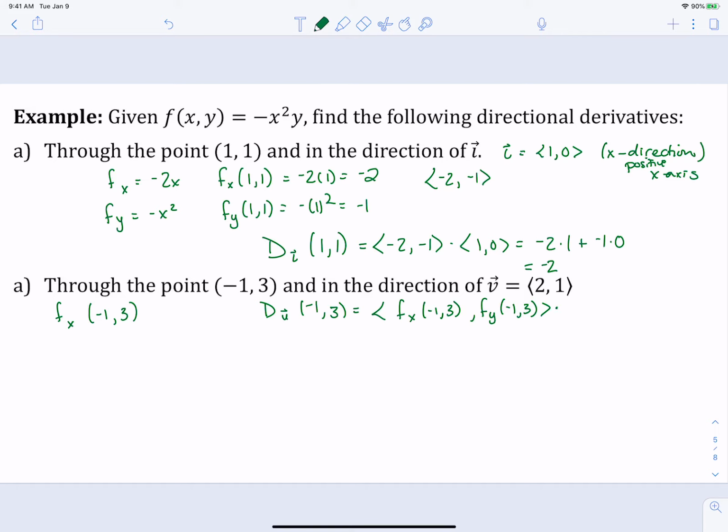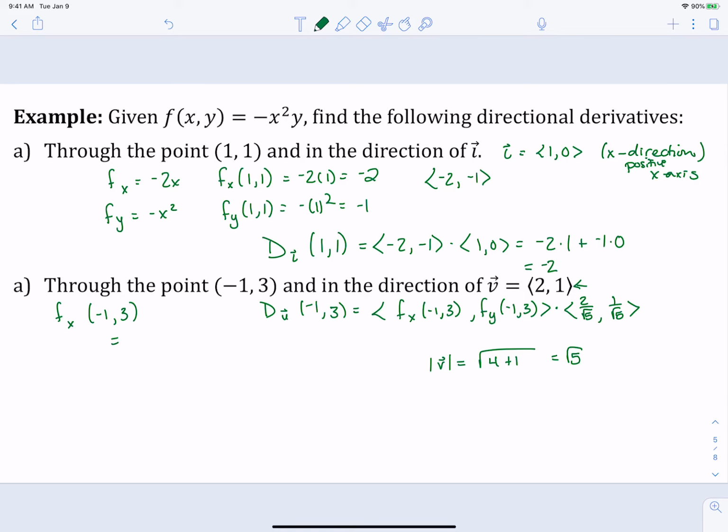And then dotted with, we need a unit vector. I don't know if this is a unit vector. We better check that first. That's something we need to be careful about, because sometimes they will give us vectors that are not unit vectors. v is not a unit vector, but we can turn that into a unit vector. We've done that before. If we multiply by 1 over the magnitude, now we've got a unit vector. All right, cool. So now we're finally ready to go here.